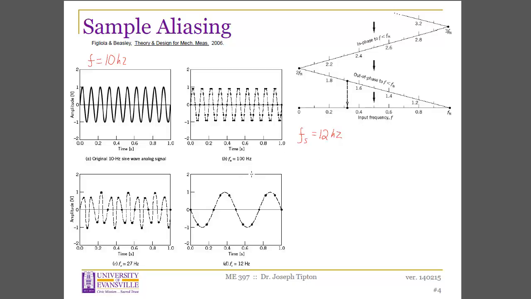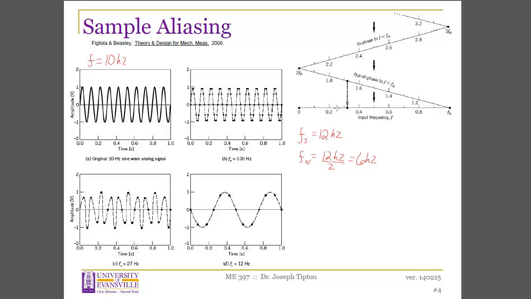Okay, well, the Nyquist frequency in this case is going to be half of that. So 12 Hertz divided by 2 equals 6 Hertz. Any signal above 6 Hertz, I'm going to expect alias frequencies. So what would I expect?